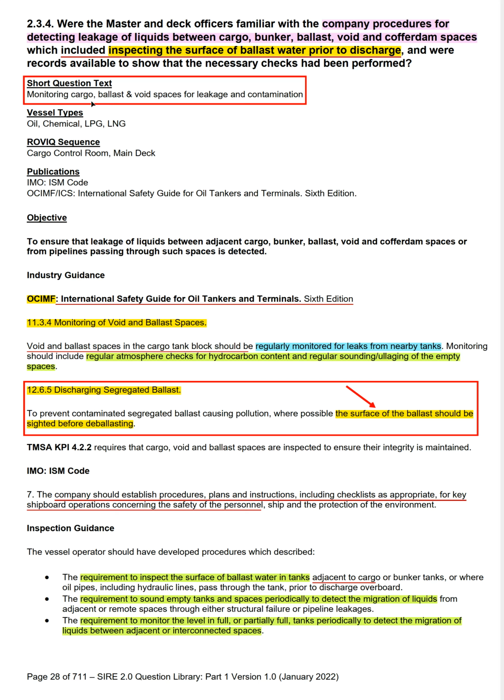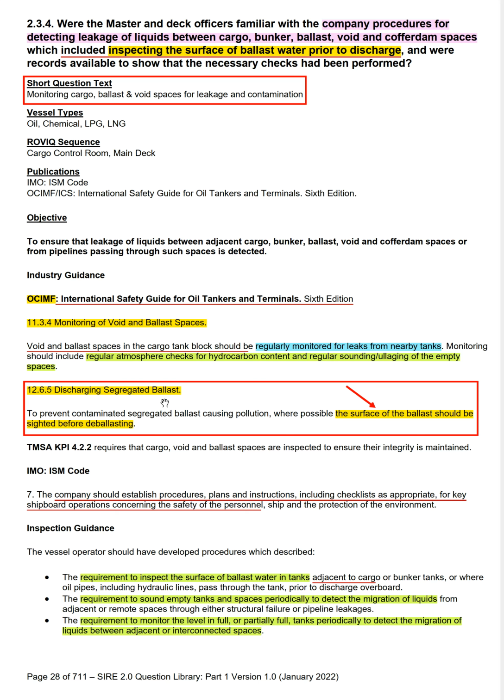Next is monitoring of cargo, ballast and void spaces for leakage and contamination. So the important point here is monitoring of void and ballast spaces. How do we monitor them? These void and ballast spaces in the cargo tank should be regularly monitored for leaks from the nearby tanks. Regular atmospheric checks of hydrocarbon contents and regular sounding and knowledge of empty spaces should be carried out. That is why we keep entering all these in the right side column of the deck log book.